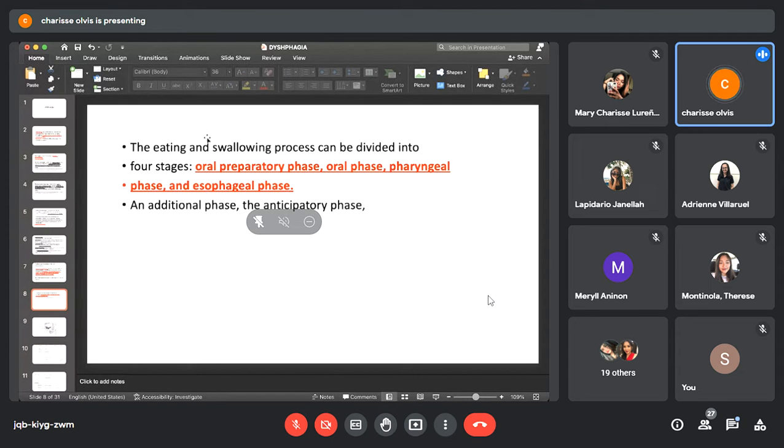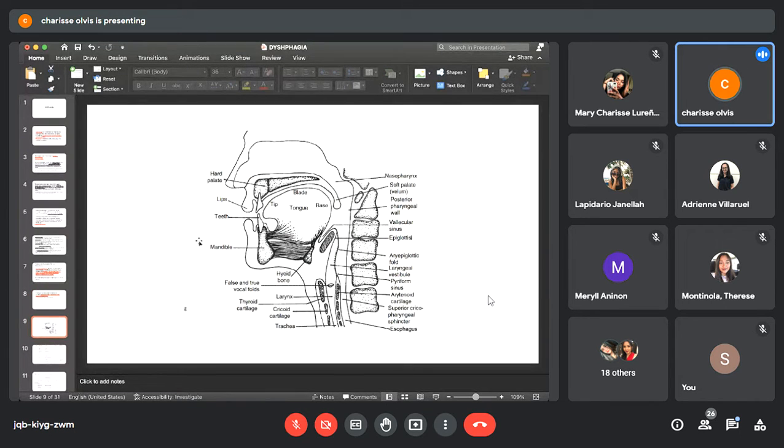There are 4 stages. First, we have the oral preparatory, the oral phase, the pharyngeal phase, and then the esophageal phase. An additional phase that is not new, but it has been considered already, is now named the anticipatory phase. Okay? So here is a short picture of the anatomy.